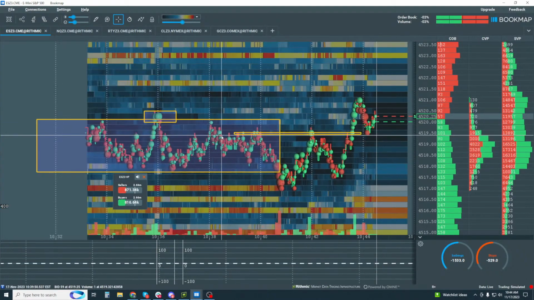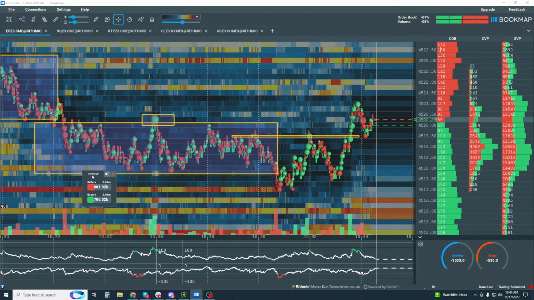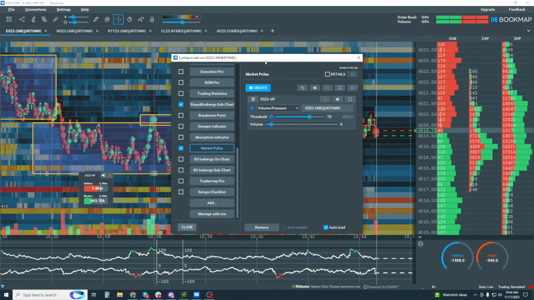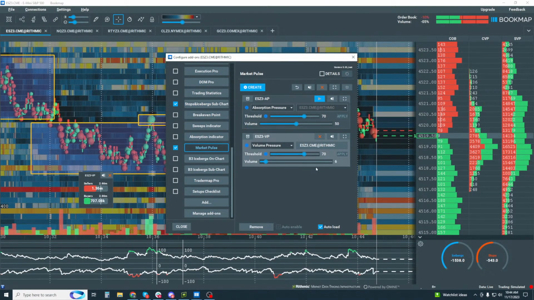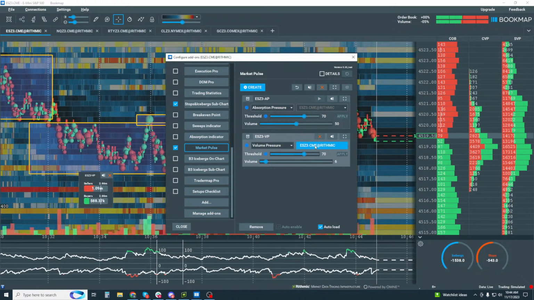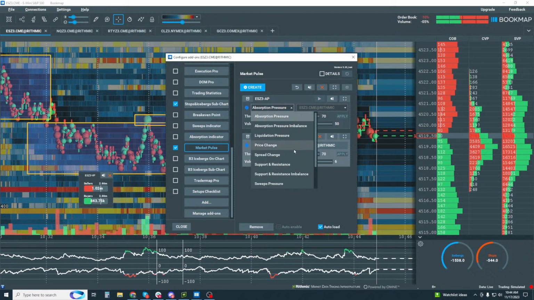Okay, so that's volume pressure. Now, what we can also do is we've got this for the ES. I don't know if you guys have been playing around with this, Academy members. We can create a new one in here, and I really like this one. We can add in volume pressure, but we'll click on the ES. I'm sorry, on the new one here.